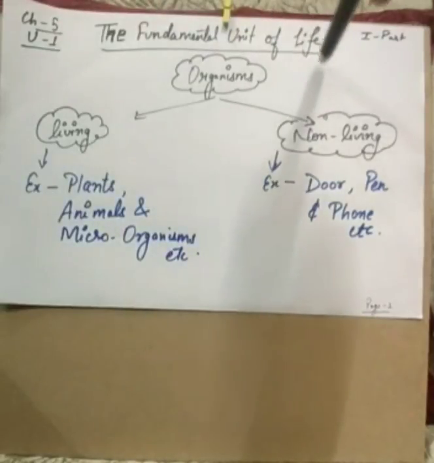Today we are starting in the science book our first unit, chapter number 5, the fundamental unit of life. This is the first part video. Okay, so let's get started.